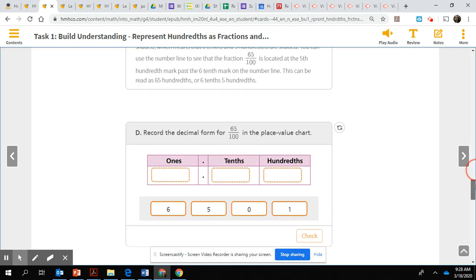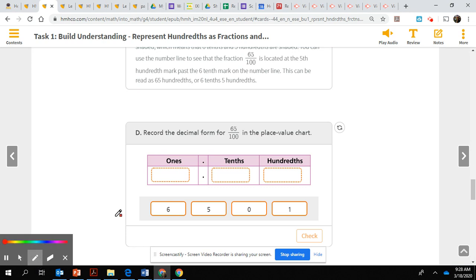So then let's go to D. It says record the decimal form for 65 hundredths in the place chart. Well, technically I just did it. So let's go ahead and record it. So here we will have a 0 in the ones place. Then you have your decimal point. You will have a 6 in the tenths place. Oh, that's not a pretty 6. Let me see if I can erase that. Okay. You will have a 6 in the tenths place, and then you would have a 5 in the hundredths place. So that would be 65 hundredths, okay?